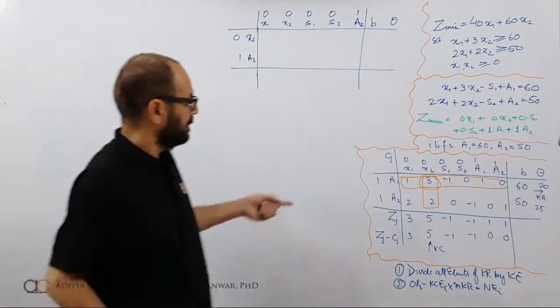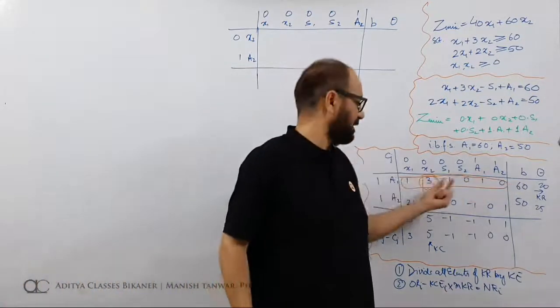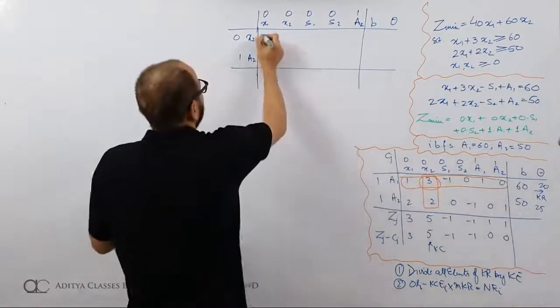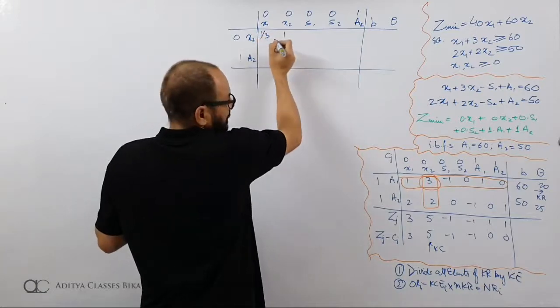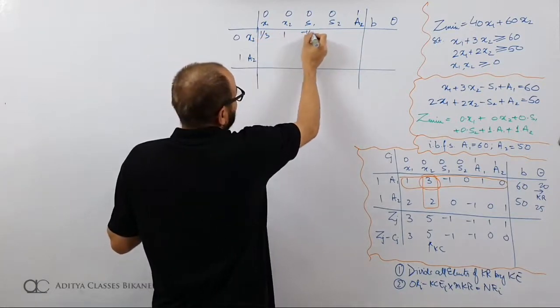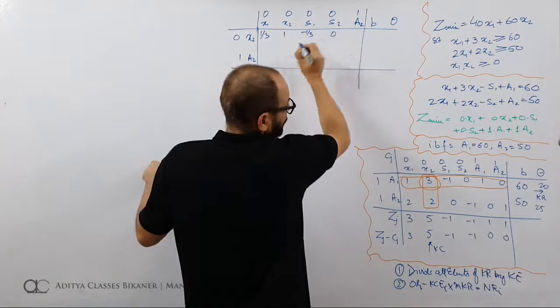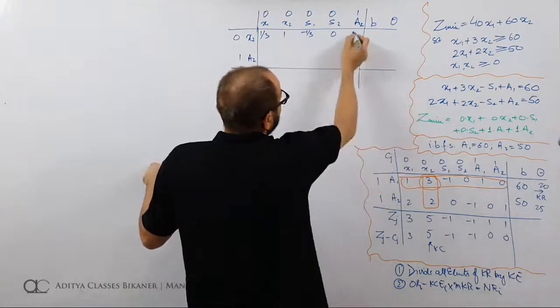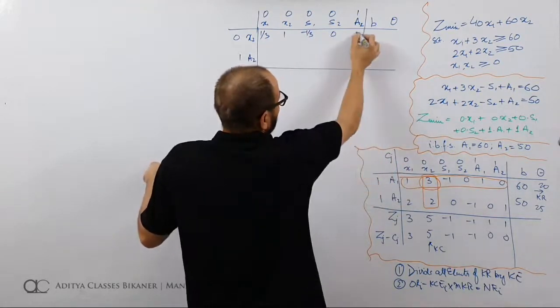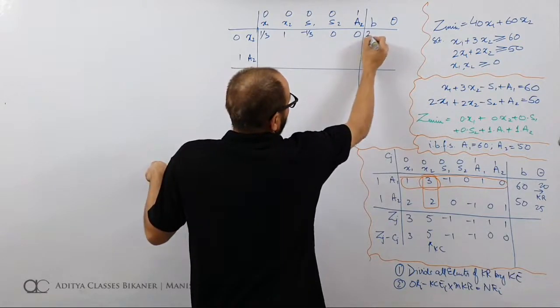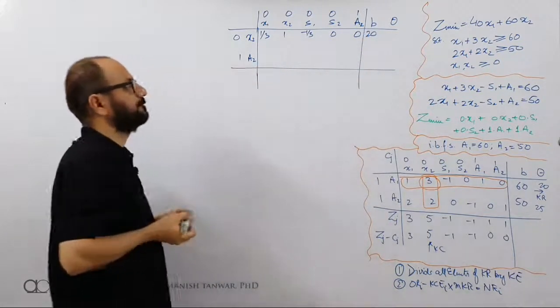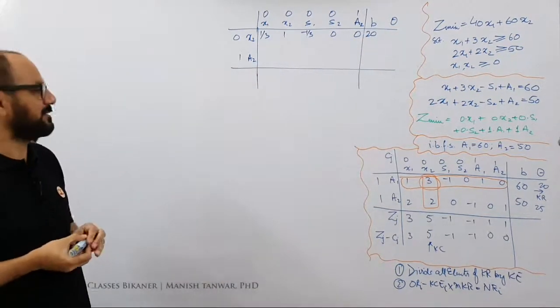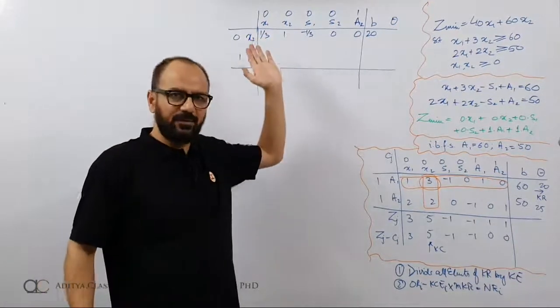Now, divide all elements of key row by key element, giving me 1 by 3, 1, minus 1 by 3, 0, and a2 would be a 0 by 3, making it 0, and last one would be 20. This is how we bring the key row to our new table.